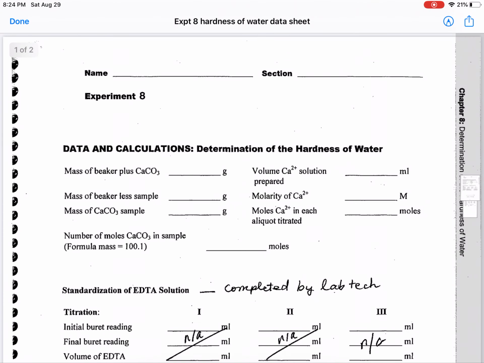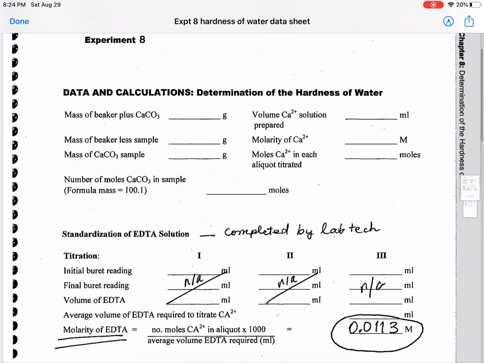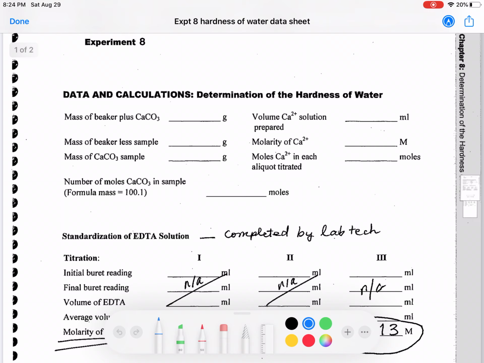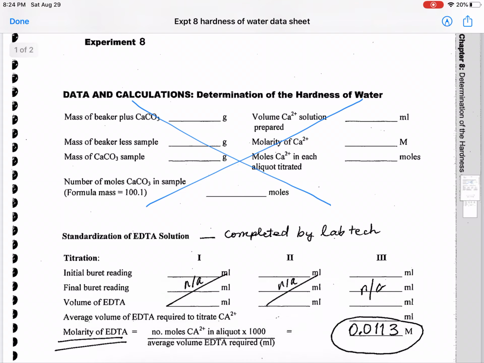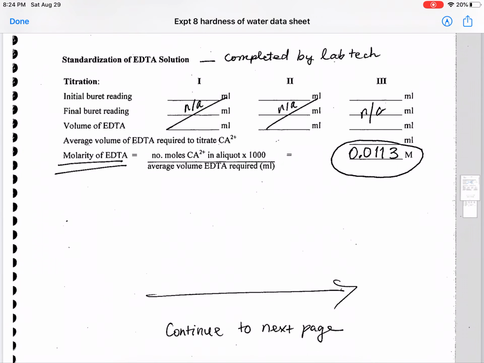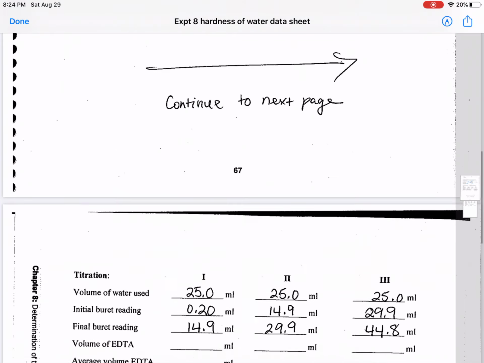Alright, so this is experiment 8. The first part that is given here, you don't have to worry about. This is being done by the lab techs. It is how you would standardize the EDTA solution, meaning ahead of time you can find out the concentration of EDTA, which is being done for you, and they found the concentration of EDTA solution, which is 0.0113. It's already been done for you, but we will use that concentration of EDTA solution to do your calculations.